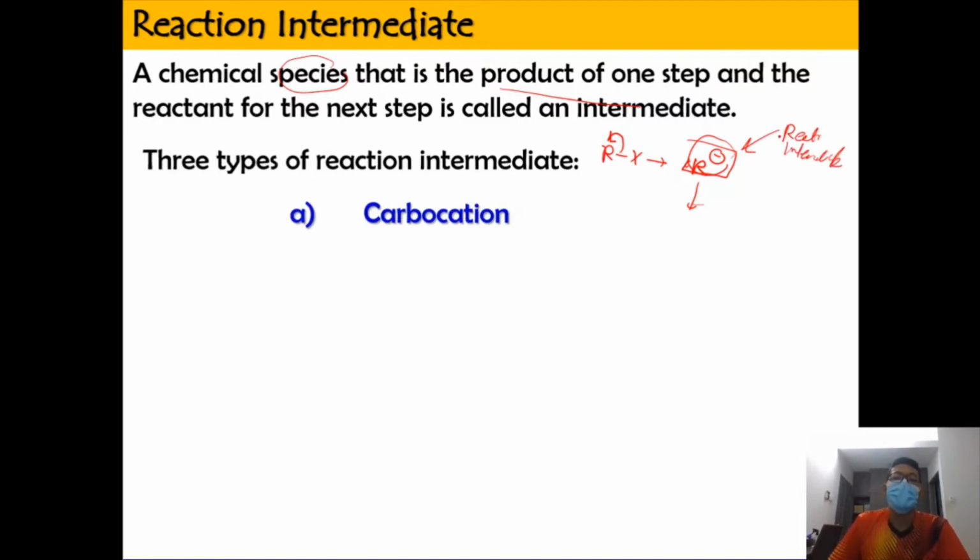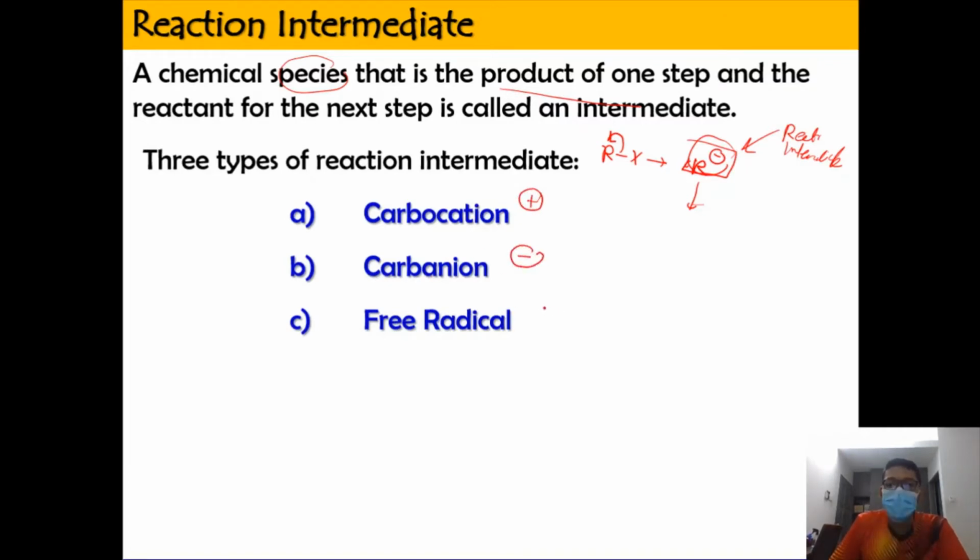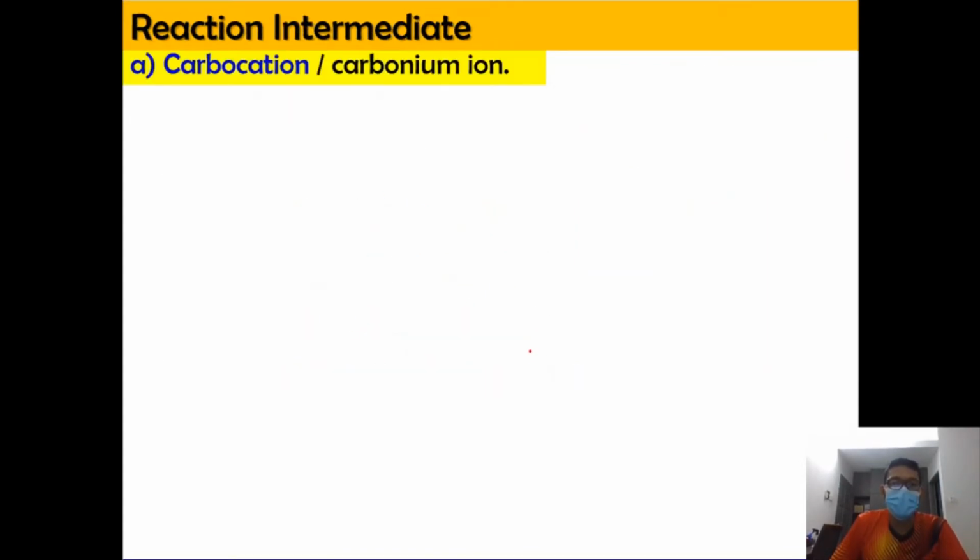Right? So there are three types of reaction intermediate. First, we have the carbocation. Second, we have carbanion. And third, we have free radical. As mentioned, carbocation will carry a positive charge, carbanion is going to carry a negative charge, and free radical is going to be represented by a dot. Okay? So all of these reaction intermediates are very unstable and highly reactive.